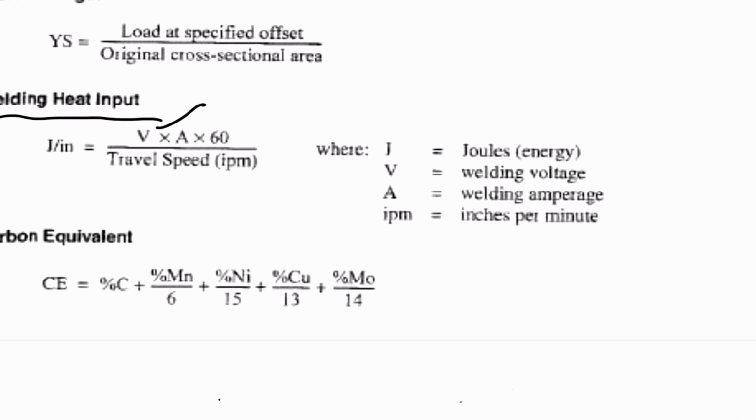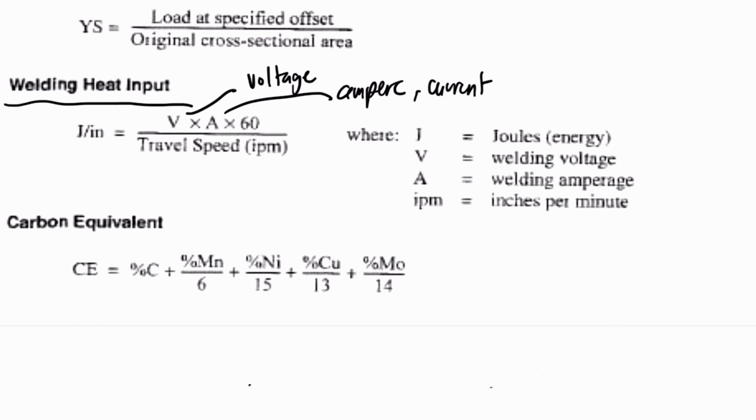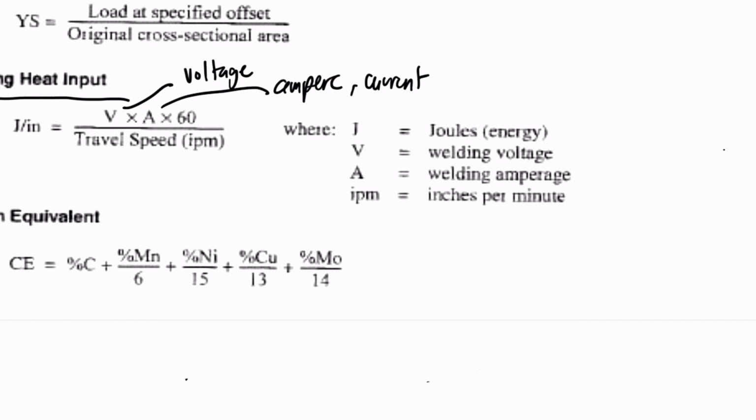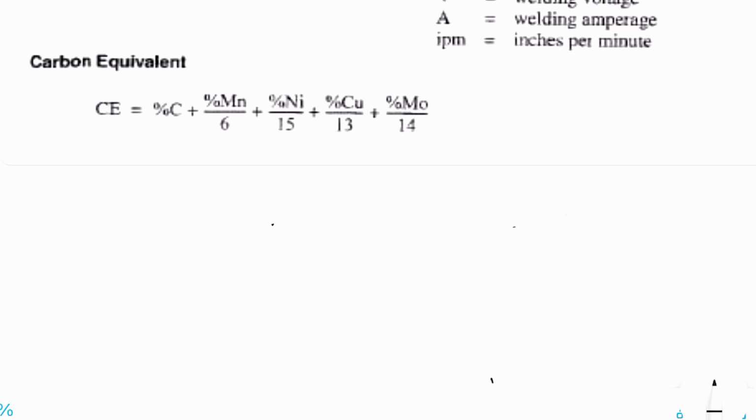This V is the voltage, A is the amperes or the current in amperes, times 60 over the travel speed, or the speed in which you deposit the weld onto the base metal. So the unit here is joules, which is the measure of energy. Then, as I've mentioned earlier, V is the voltage, A is the welding amperage, and the travel speed is measured in inches per minute. How about this empirical formula of carbon equivalent right here?